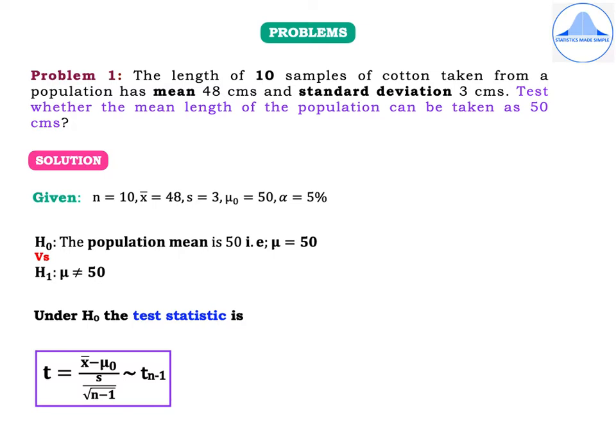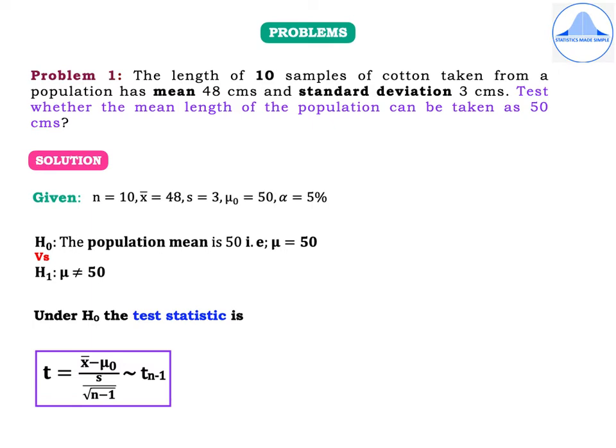Now the general format of the null hypothesis H naught under t-test for single mean is the population mean is mu naught, that is mu is equal to mu naught. Now here mu naught is 50, so H naught is written as the population mean is 50, that is mu equal to 50 versus H1 mu not equal to 50. The alternative is a two-tailed test because we don't have words mentioned like above, below, greater, less than.